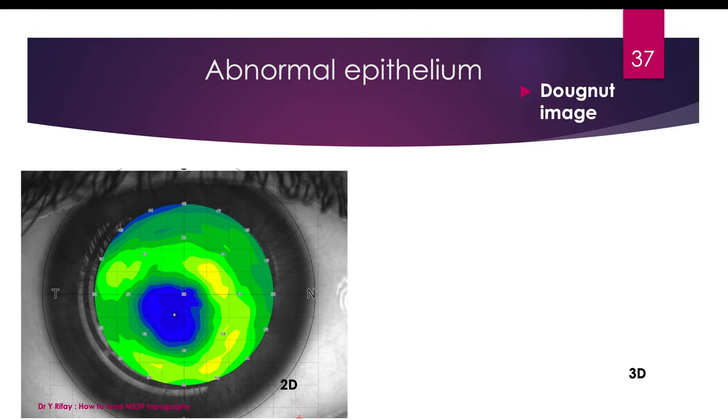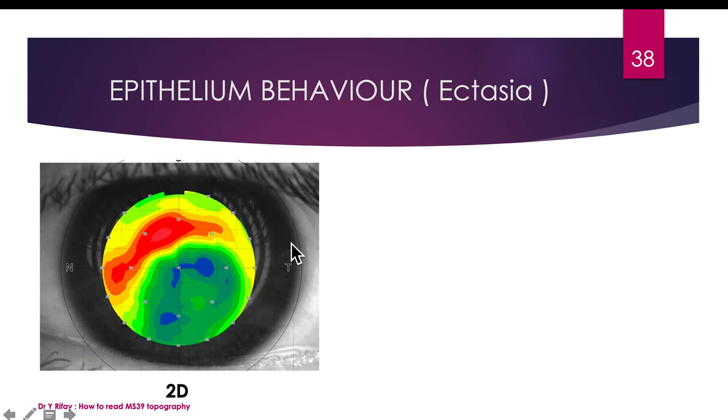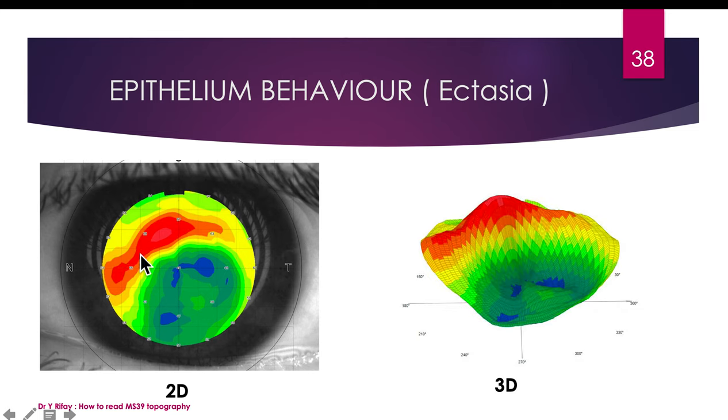So abnormal epithelium is the typical donut image. You can see it here in 2 dimensions and in 3 dimensions here. And we see this is the thinning in this area. So this is the thinning over the peak of the cone, over the apex, and there is a thickening around it. We see other pictures here. We have a thinning over the cone and a thickening around it, and here we will see the thickening and the thinning. When you see it in 3 dimensions, you can understand more and feel it more than in 2 dimensions.